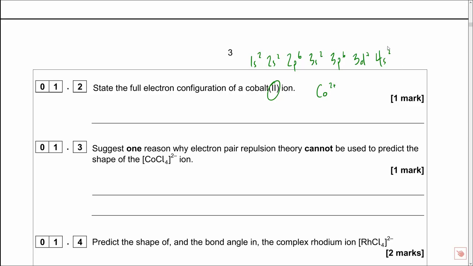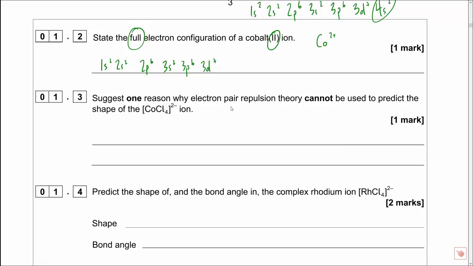2 plus means we've lost 2 electrons. Working numerical order back, losing these electrons, therefore it's going to be 1s2, 2s2, 2p6. And you could abbreviate this, I believe. Oh, no, sorry, no, you can't. Full, you can't do that. 2p6, 3s2, 3p6, 3d7. One really, really easy mark there.